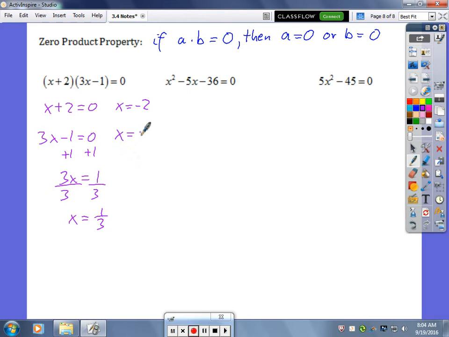x is equal to negative 2 and x is equal to 1/3 are then our two solutions to this quadratic equation, which incidentally is in intercept form, right? Remember when we talked about graphing? This is intercept form.